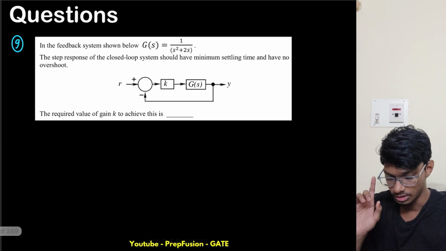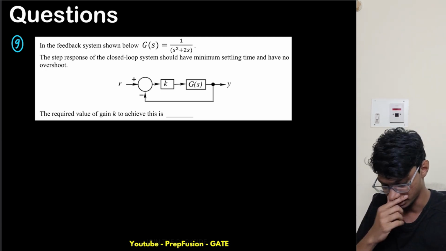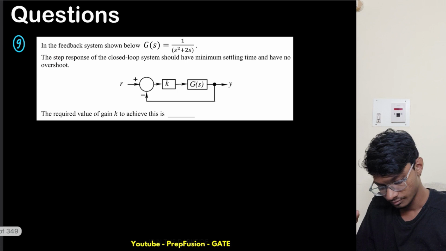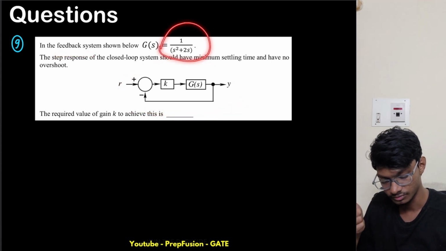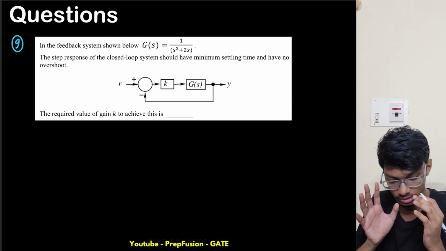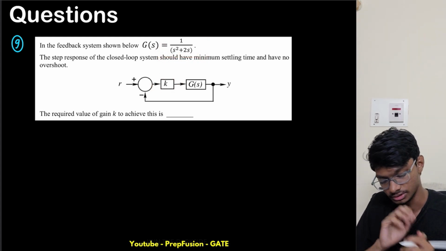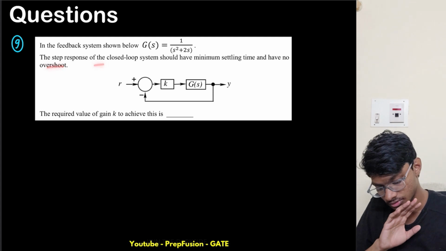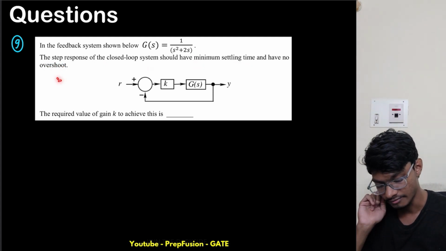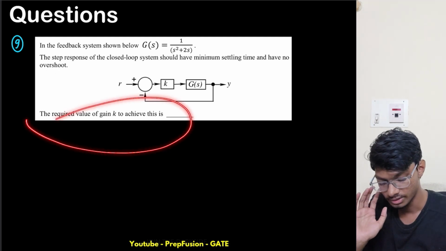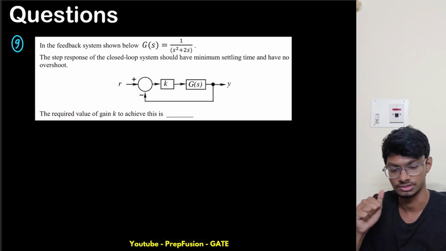Now let's go to the ninth question. So what does the ninth question tell us? We have a feedback system shown below, and the OLTF is shown here with k multiplied with it. Then the step response of the closed loop system should have minimum settling time and have no overshoot. What would be the required value of k to achieve this, right?